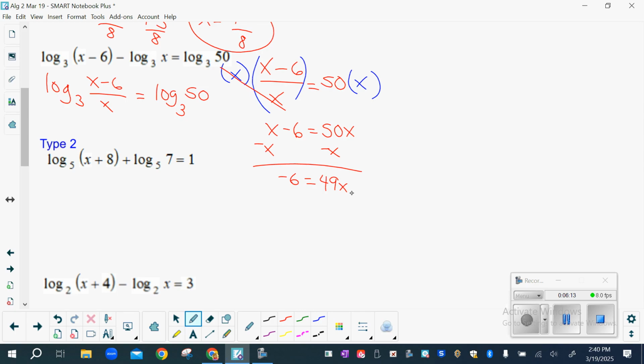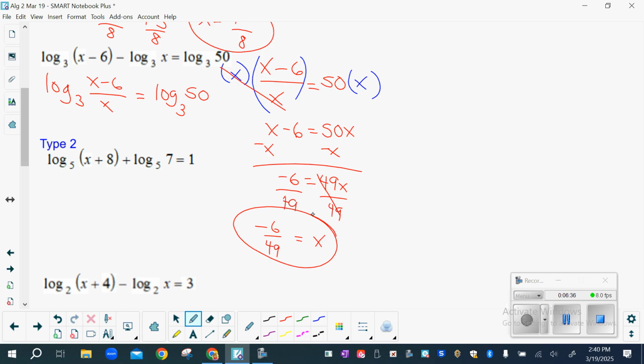Divide by negative 6. So we want to divide, but we want to get the x by itself. So do we want to divide by 6 or do we want to divide by 49? 49. That's what you meant to say. So then we get x equals negative 6 over 49.